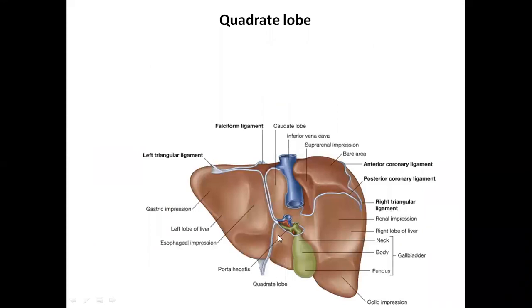The next lobe is quadrate lobe. It is situated on the inferior surface of the liver. If you put an imaginary line through the porta hepatis, that line will divide the liver surfaces into posterior surface, which is above it, and inferior surface, which is below it. This is because of the anatomical position of the liver. You can understand this only when you take the liver in hand. So the location of quadrate lobe is on the inferior surface.